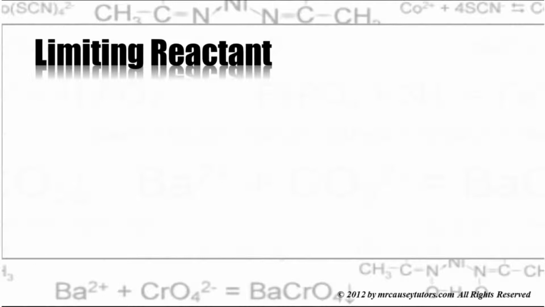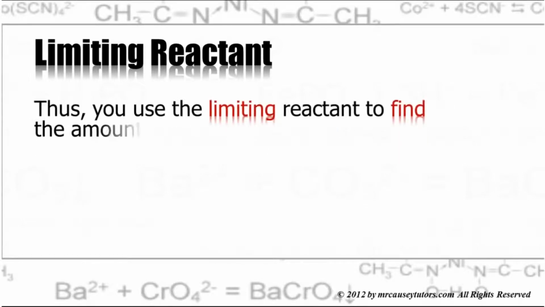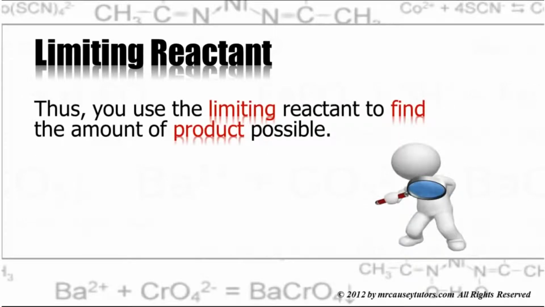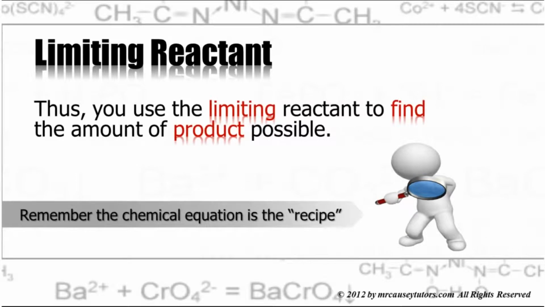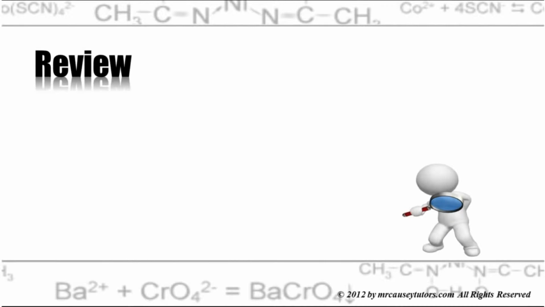The limiting reactant is the reactant in short supply. Just like flour was in short supply in the recipe for biscuits, in a chemical reaction, the limiting reactant will be the one that is going to run out first. Thus, you can use the limiting reactant to find out the amount of product possible. You can't get any more product than the amount the least reactant allows. Think about that.